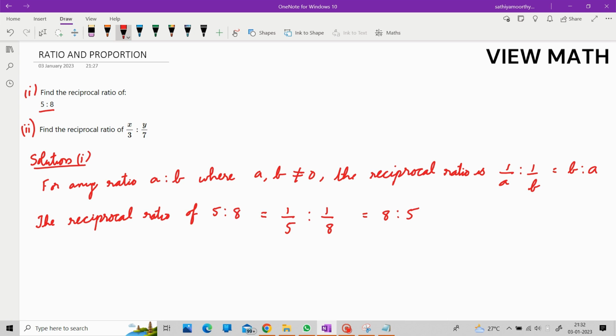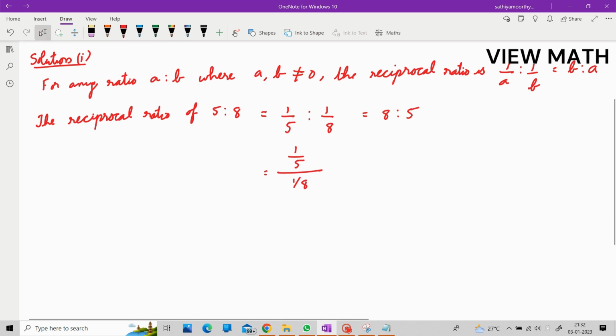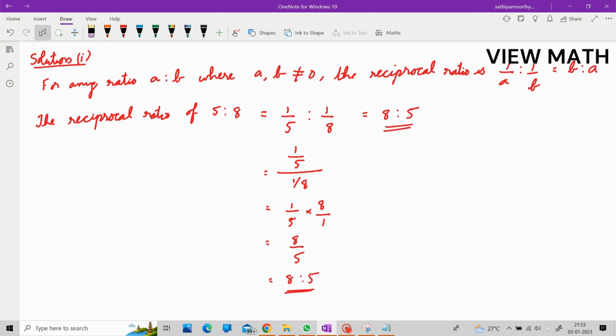Let me explain how this is coming. Now the reciprocal ratio of 5:8 is just take the reciprocal of 5, 1/5, and then the reciprocal of 8 is 1/8. Now this can be written as 1/5 divided by 1/8. Now this is equal to 1/5 into, now if we take this to the numerator, it becomes 8/1, which is equal to 8/5, which is equal to 8:5. So this is the reciprocal ratio of 5:8.